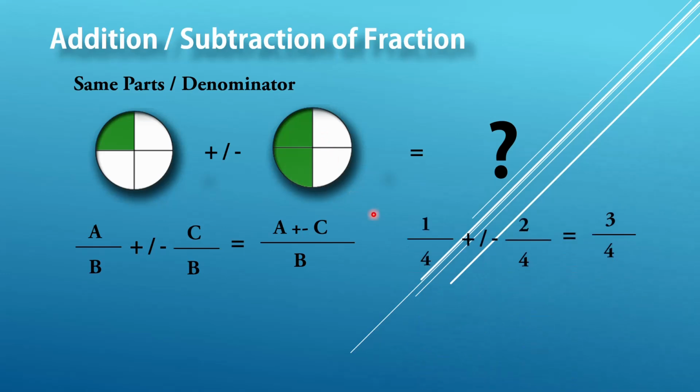So directly we can check here by this example. 1 by 4 plus or minus, also we can take, and 2 by 4. So the denominator is the same. If the denominator is the same, then it equals 3 by 4, because 1 plus 2 is 3. So 3 by 4. Or if we take a minus, then 1 minus 2 will be minus 1, so minus 1 by 4.